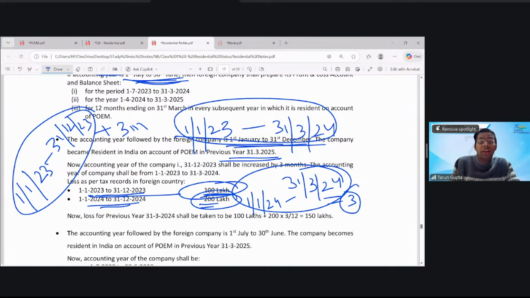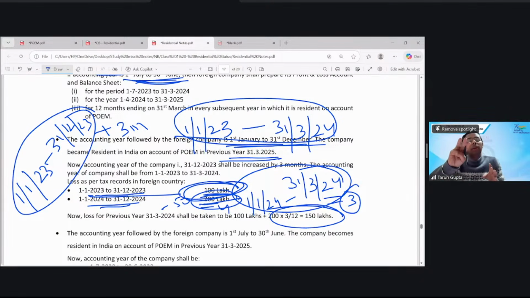I proportionate to 3 months divided by 12. So the loss will be 50 lakh: 100 lakh for the entire calendar year 23 and 50 lakh for the 3 months of calendar year 24. So for the year as on 31st March 24, I will have a loss of 150 lakh. You understood? I have to proportionate it. Why proportionate it? Because my period before 31st March 24 is less than 6 months, so it will merge with the previous accounting year. And I will do the proportion to compute the loss.